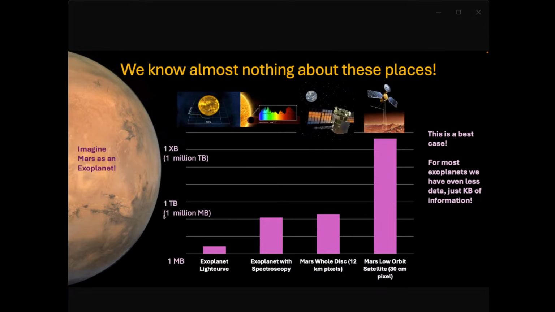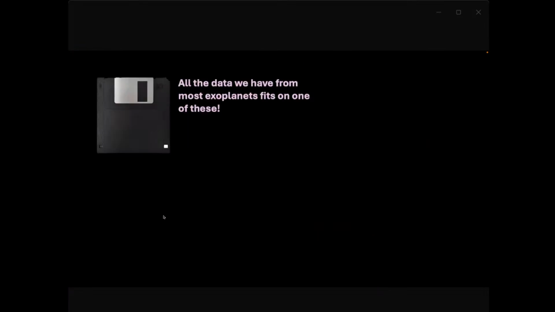So I'd like to show you a little bit of a prop here. All the data that we have for most exoplanets, it's on one of these things. So for those of you in the audience under 30, this historical artifact stores about 1.4 megabytes of information. So we can think about those numbers in the last slide in terms of how many floppy disks we need.